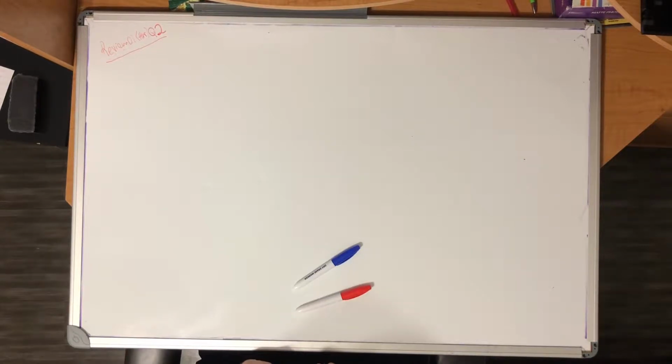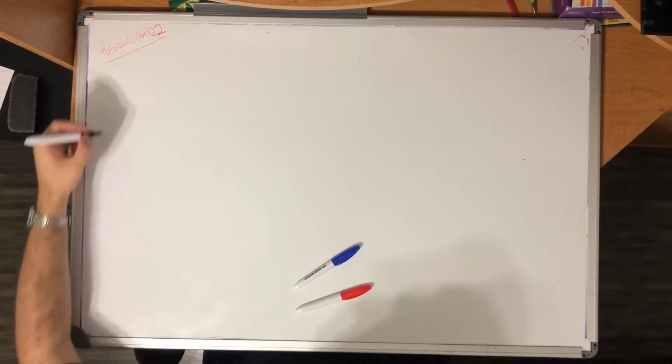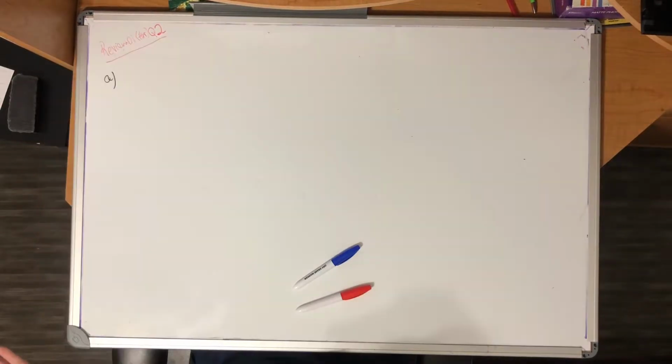Hi guys, this is question number 2 in your first review homework paper, and let's get started. So in part A, basically how to solve the moment of inertia of an object, or of any object, using an integral.